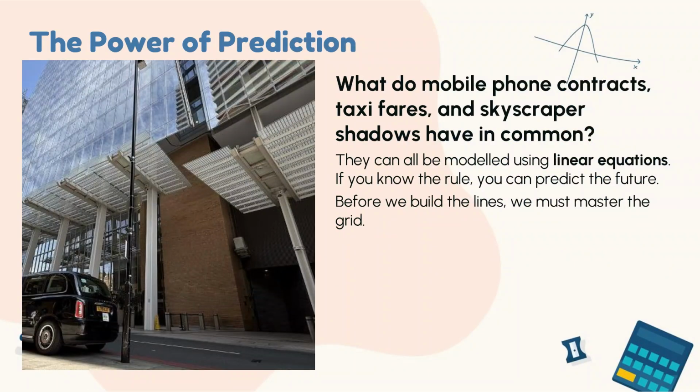What do mobile phone contracts, taxi fares, and skyscraper shadows have in common? They can all be modelled using linear equations. That means if we know the rule, we can make predictions. For example, if a taxi fare has a fixed starting charge and then increases by the same amount for every mile, that relationship can be shown with a straight line graph. Before we build those lines, we need to make sure we can use the coordinate grid confidently.